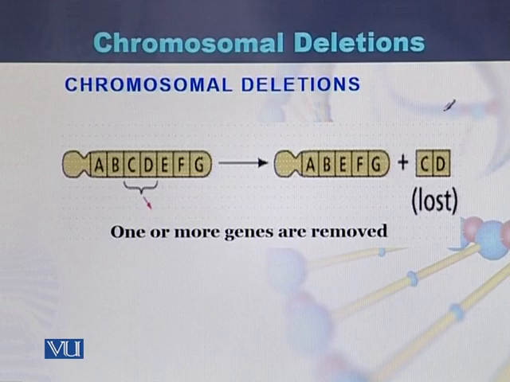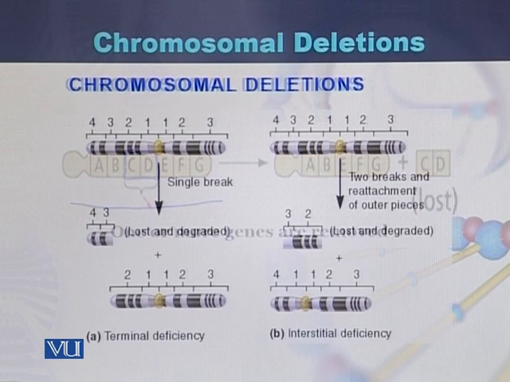This is the structure of a complete chromosome, and within this chromosome there is a fragment that is represented as C and D. This fragment has been deleted from the chromosome. So this fragment can consist of a single gene or of many genes.